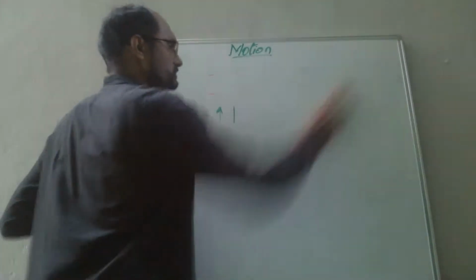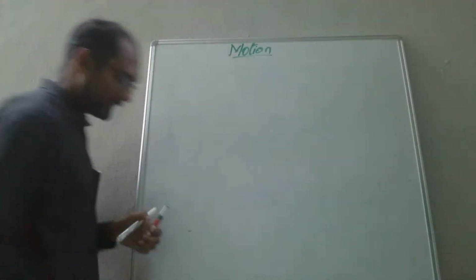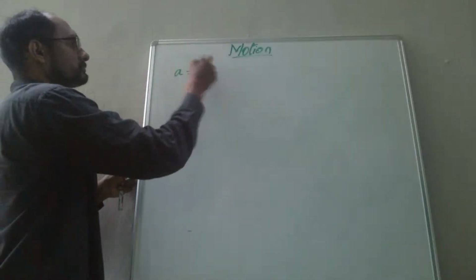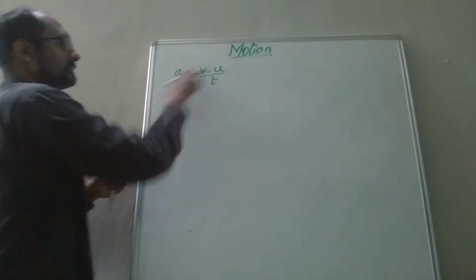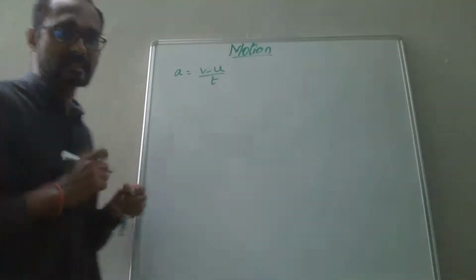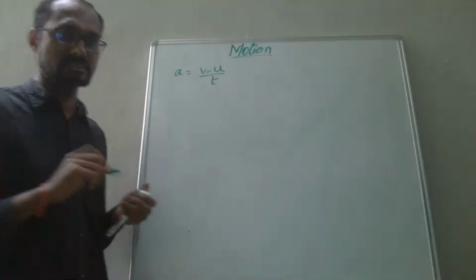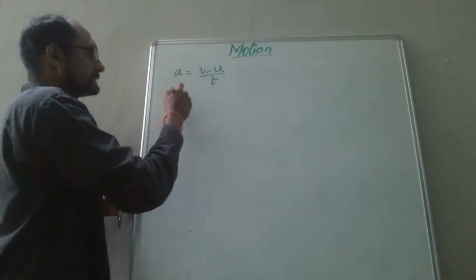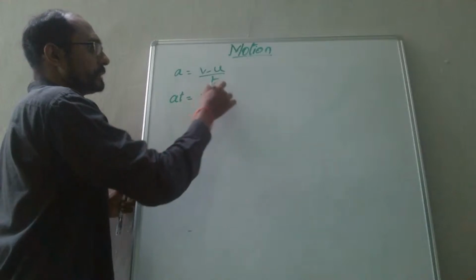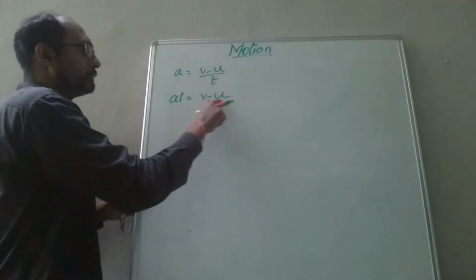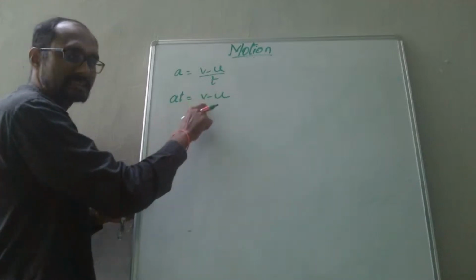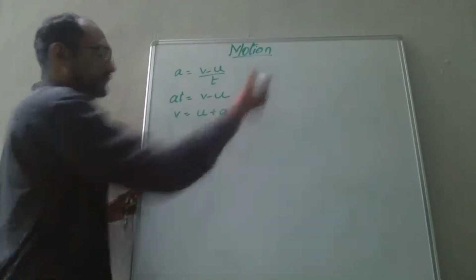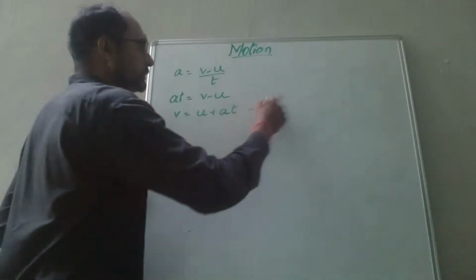Now, coming to the first equation of motion, we have, by definition of acceleration, acceleration a is equal to (v minus u) by t. Remember, this v and u are instantaneous velocities, not average. Instantaneous velocities. a is equal to (v minus u) by t. Now, upon cross multiplying, I get at is equal to v minus u. If I bring u to the other side, making v the subject of the formula, I get v is equal to u plus at. So this is the first equation of motion.